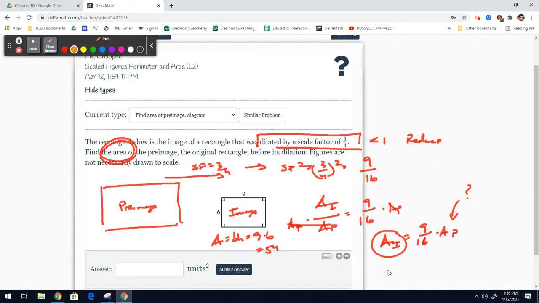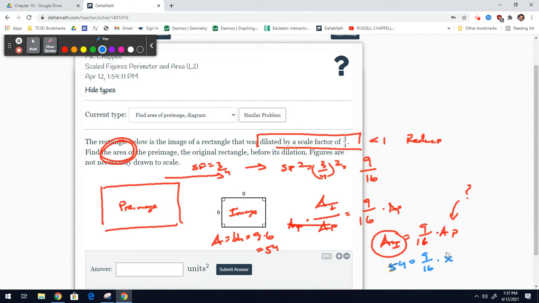So what I'm going to do here is put that in place of here. Let's use blue. So 54 equals 9/16 times the area of the preimage. Well, why am I going to solve this? Oh, and let's not call that area of the preimage. Let's call that x.